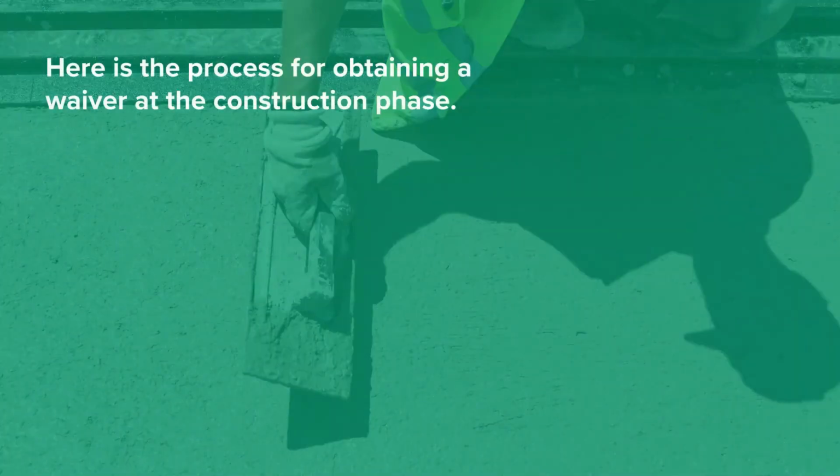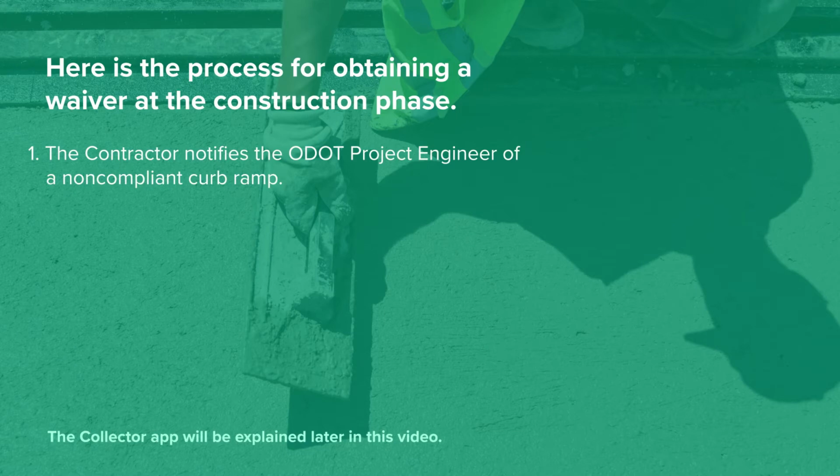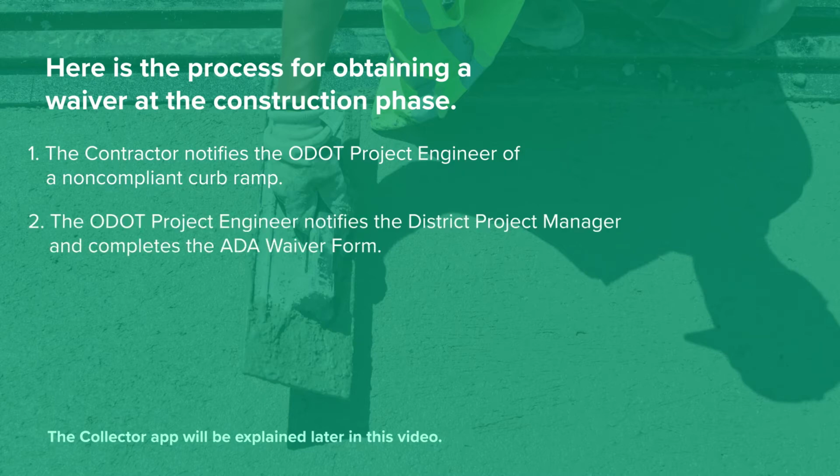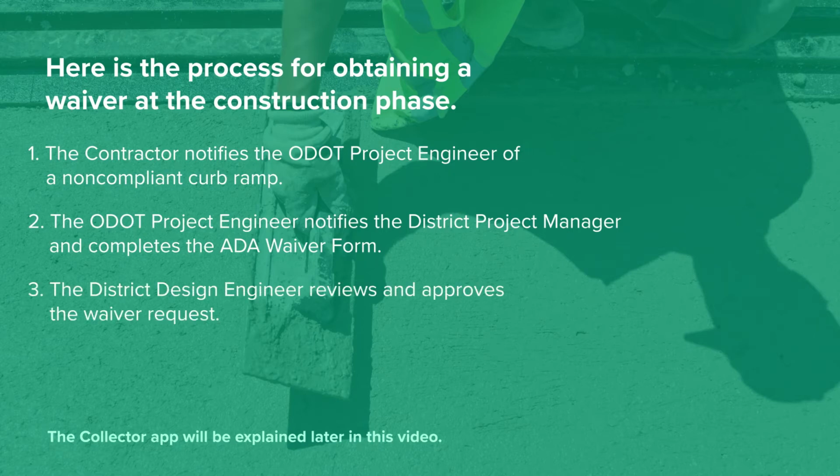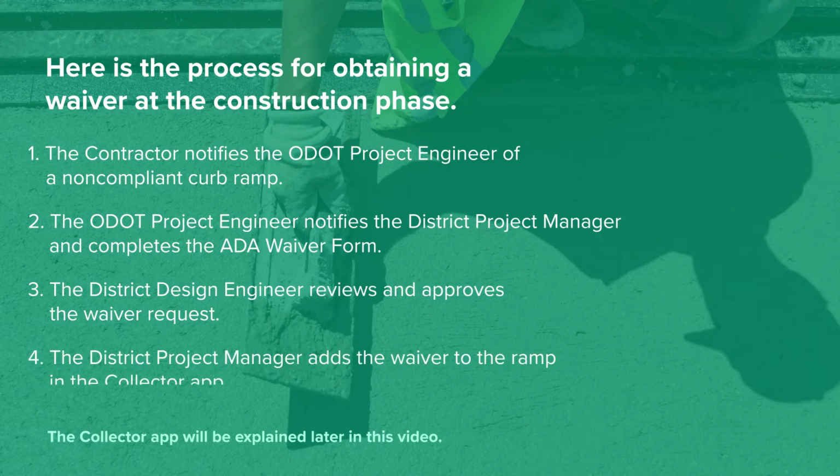Here is the process for obtaining a waiver at the construction phase. The contractor notifies the ODOT project engineer of a non-compliant curb ramp. The ODOT project engineer notifies the district project manager and completes the ADA waiver form. The district design engineer reviews and approves the waiver request. The district project manager adds the waiver to the ramp in the Collector app.